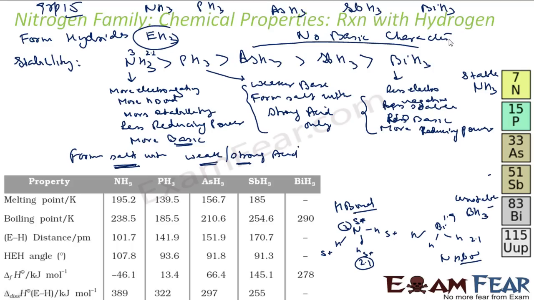Also, why? Because they become more metallic, so they don't show any basic character. Okay. If we talk about the solubility of these hydrides, ammonia is highly soluble in water because of hydrogen bonding. Due to the difference in electronegativity, ammonia forms hydrogen bonds. Since it forms hydrogen bonds, it is soluble in water.